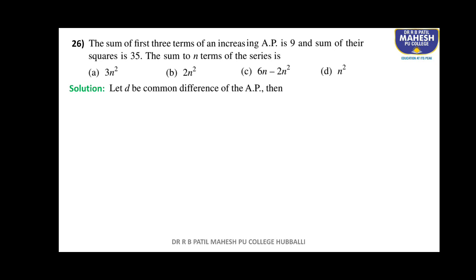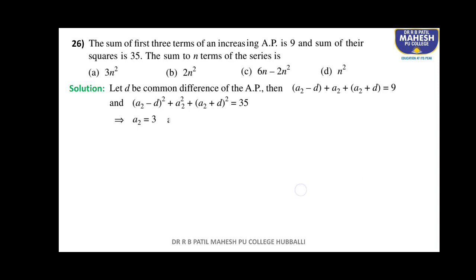Let d be the common difference of the AP. Then a2 minus d plus a2 plus a2 plus d is equal to 9, because we have to take the sum of the first three terms. And we also have to consider the sum of their squares, which is equal to 35. Therefore (a2 minus d) whole square plus a2 square plus (a2 plus d) whole square is equal to 35. By simplifying the first equation, 3a2 is equal to 9, therefore a2 is equal to 3.